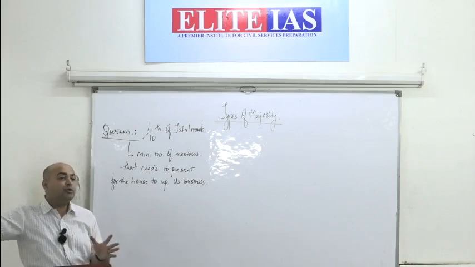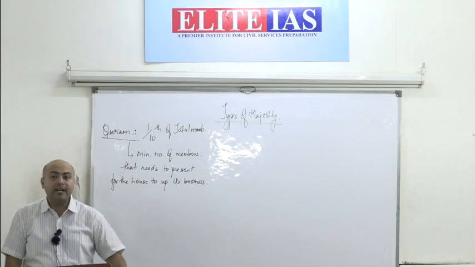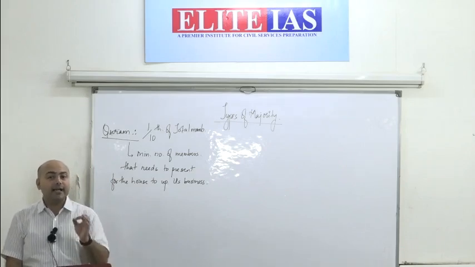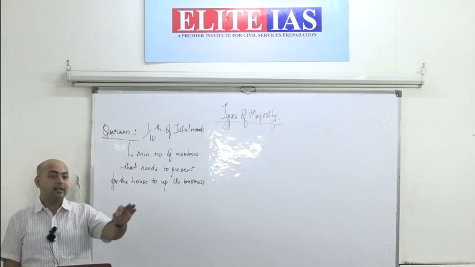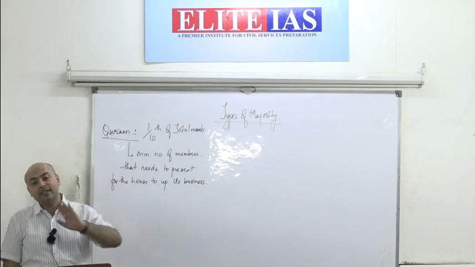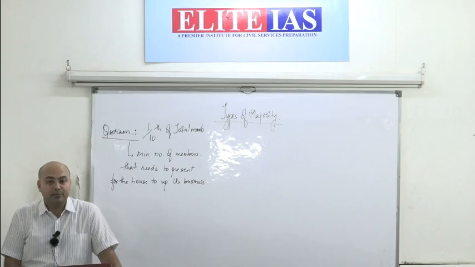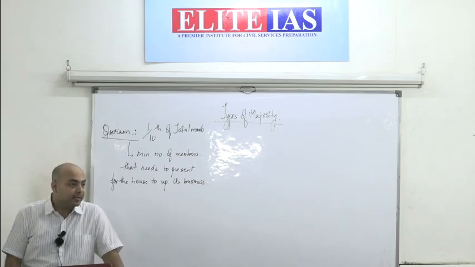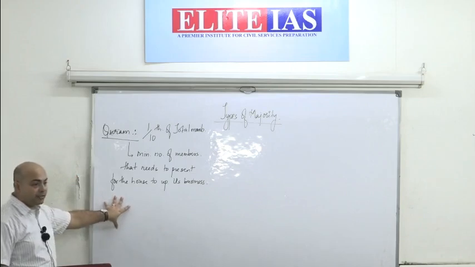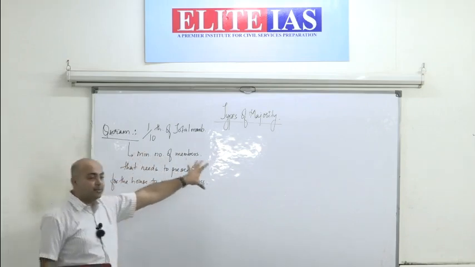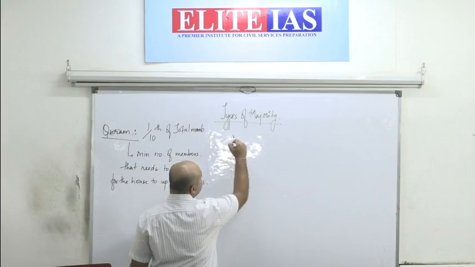So for the house to work, whether it is the Lok Sabha or the Rajya Sabha, it requires at least 1/10 of the members to be present. If they are not present, the house will not take up its proceedings, its business. Clear? So once the quorum is achieved, let's come to the types of majority. First is called simple majority.